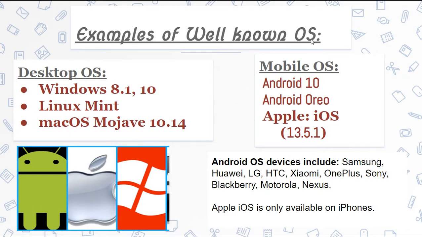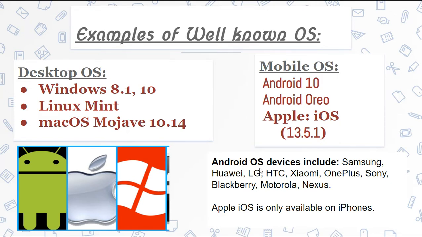Examples of well-known operating systems. We've got desktop operating systems: Windows 8.1, Windows 10, Linux Mint, Mac OS Mojave. I think there are a couple of later ones, but I haven't updated these notes for a few years. You just need to know one example of an operating system for desktop. For mobile operating systems, we've got Android 10, Android Oreo, and Apple's iOS plus whatever the version number is.